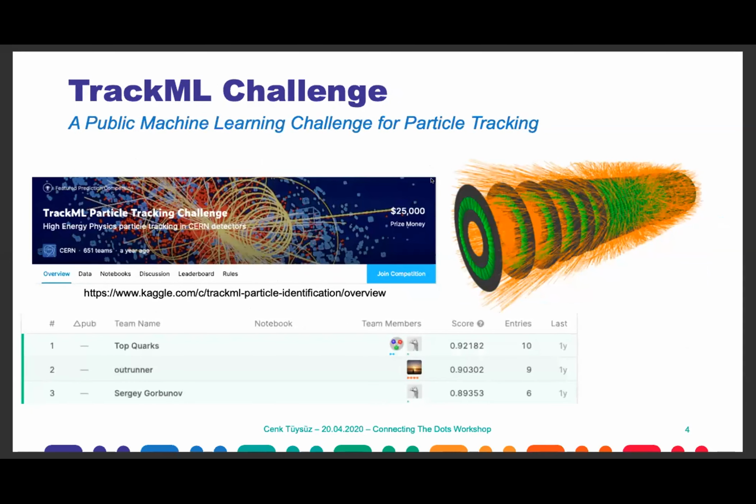TrackML challenge was one of these endeavors to introduce machine learning experts into the fields so that they can bring new ideas to how to solve this problem. So in this work, we also use the TrackML dataset.